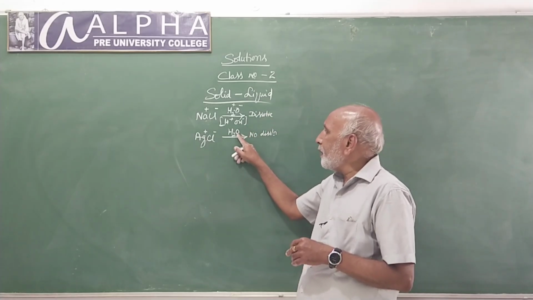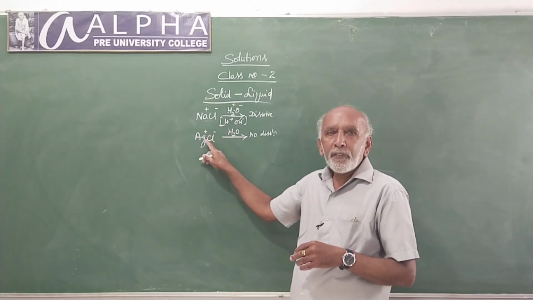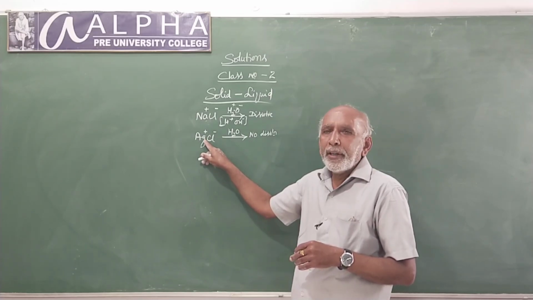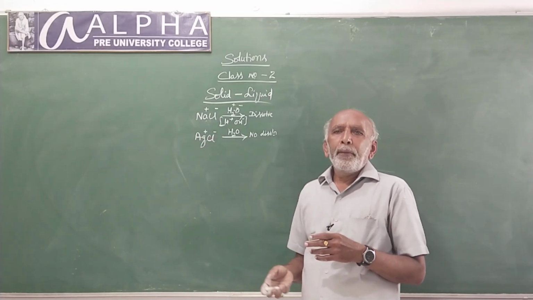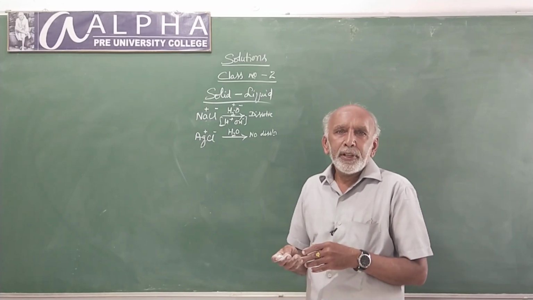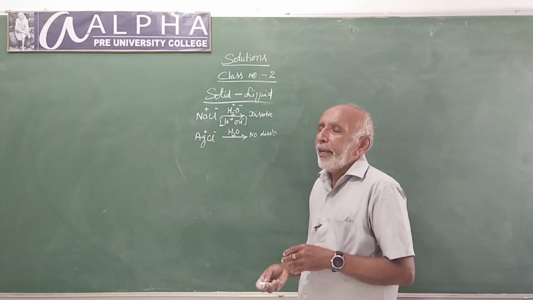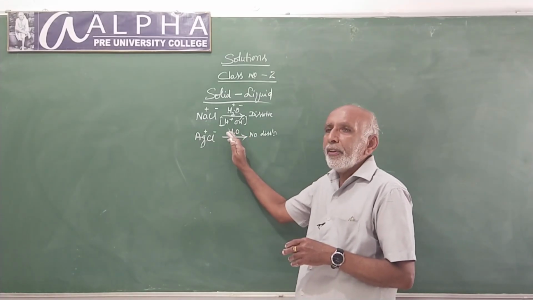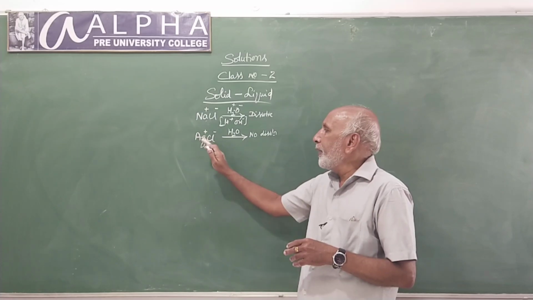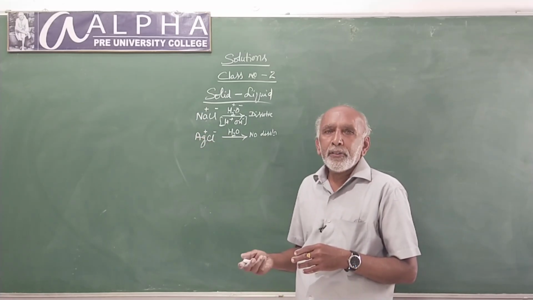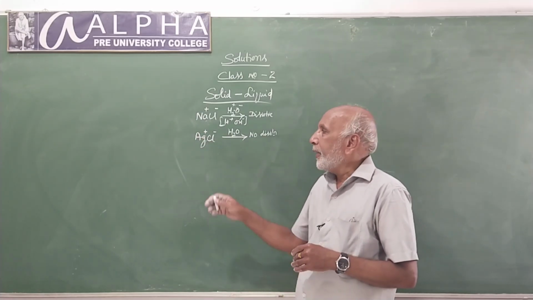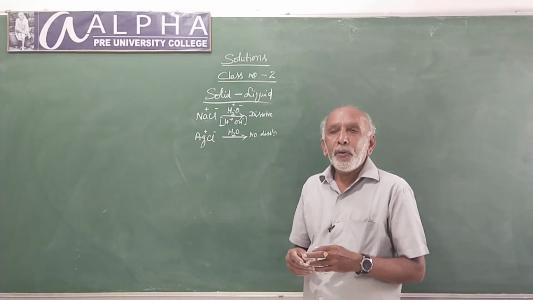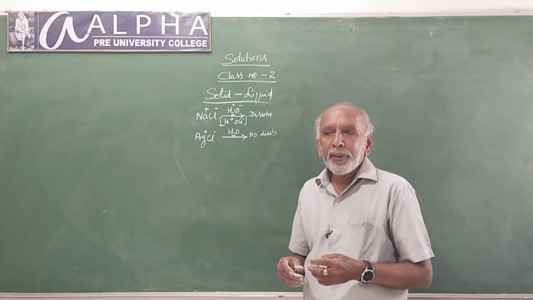Here, that strength of water is not sufficient to break this molecule. In addition to ionic, there will be some other type of forces existing, like van der Waals force. The strength of water is not sufficient to break silver chloride into silver ions and chloride ions completely. Therefore, silver chloride is insoluble in water, though it is a polar one.